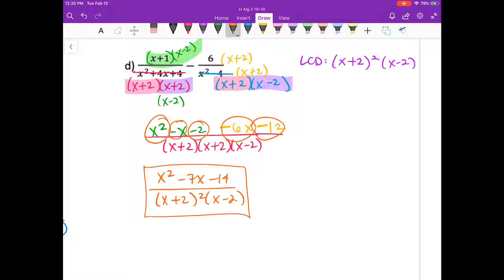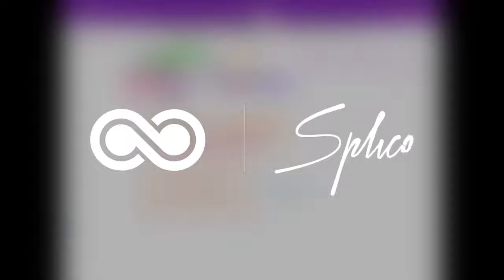What values of x would cause our expression to be undefined? We go back to the very beginning. x cannot be plus or minus 2.